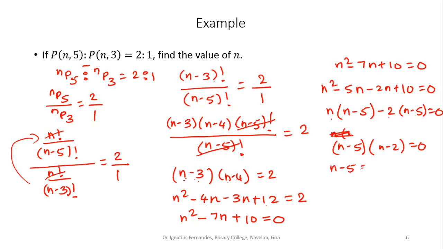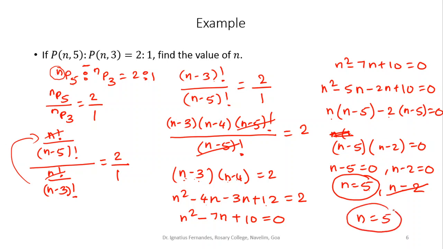So either n minus 5 is equal to 0 or n minus 2 equal to 0 for this product to be 0. So either n is equal to 5 or n is equal to 2. So I have two values here, 5 and 2. Now which one of it is correct? Now you will see that I have NP3 here and NP5. So this n that I am talking about should be at least greater than or equal to 5, because this n is at least greater than or equal to r. So r here is 5. So the least value of this n can be equal to 5. So this n cannot be equal to 2. N has to be equal to 5, and that is the answer.